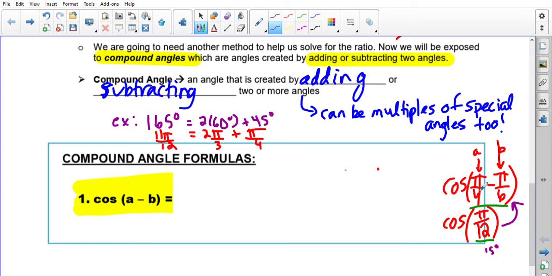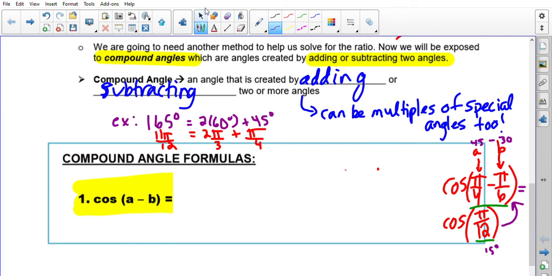So how can I write that using special angles? Well, here I decided to do 45 degrees minus 30, and I know that equals 15. So I rewrote cos pi over 12 as cos of pi over 4 minus pi over 6. Okay, those are equivalent.